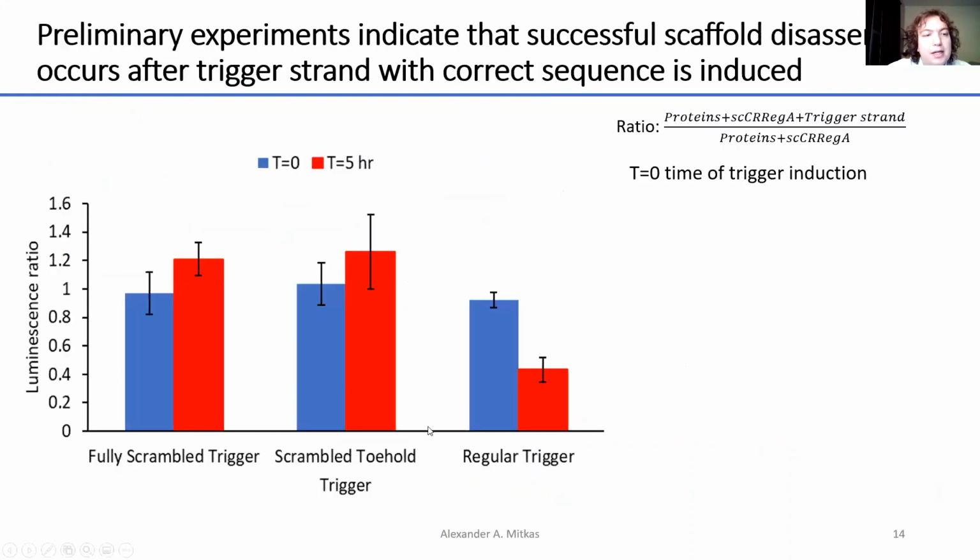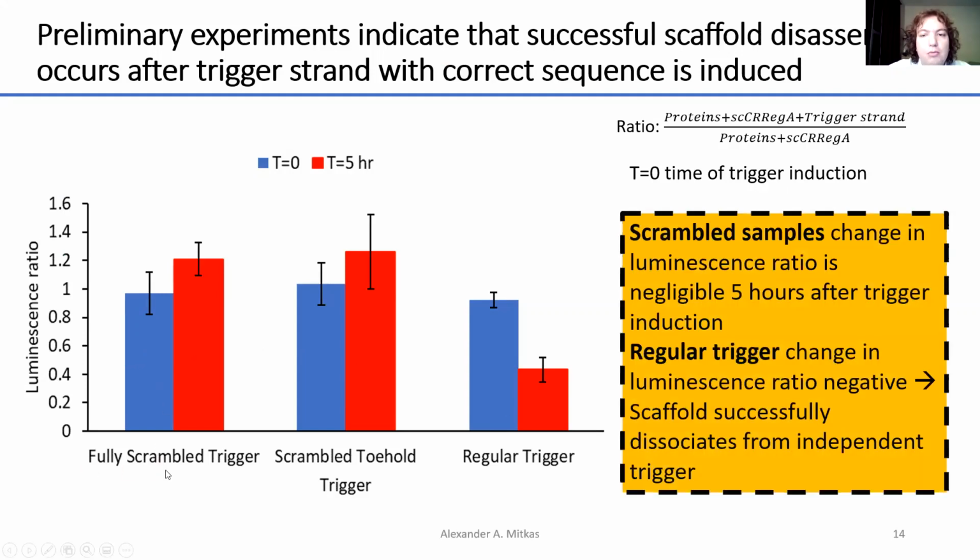So we ran our experiments, and over here we have the luminescence ratio, which was calculated by taking the luminescence of proteins with scaffold and trigger expression over proteins plus scaffold only. So you can see that at t equals 0, which is the time we induce the trigger, all of our samples have a ratio of about 1, which makes sense since at that point there is no trigger to cause any dissociation. But then 5 hours post-trigger induction, we see both for the fully scrambled and the scrambled toehold trigger that the ratio actually creeps up, indicating that there's no significant change when we express these scrambled trigger variants. So our scaffold is not actually dissociating at all.